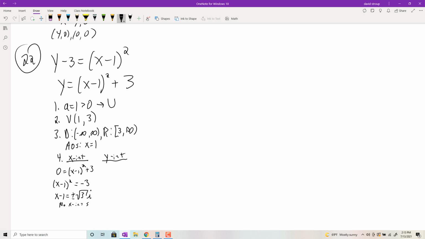The y-intercept, so here you're letting x equal 0. So y equals 0 minus 1 squared plus 3. So y equals -1 squared is 1. So y equals 4. So my y-intercept is at 0, 4. Okay, so I got all my information. I can go ahead and graph it.